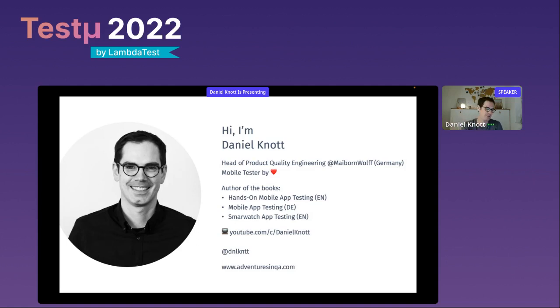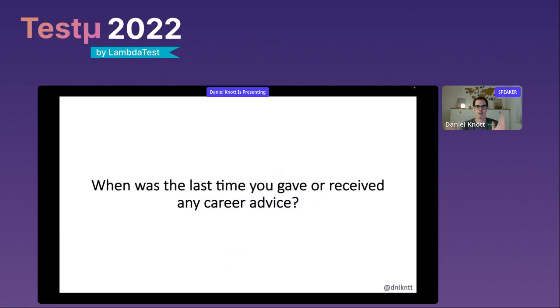So let's get right into it. I want to start basically with a question, and you should think about this for a second. When was the last time you gave or received any career advice? Think about it for a second. When was it? Was it today? Was it yesterday? Was it last week, the week before, or it never happened?